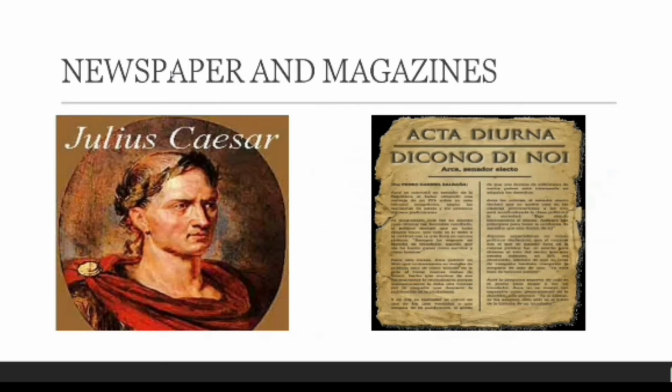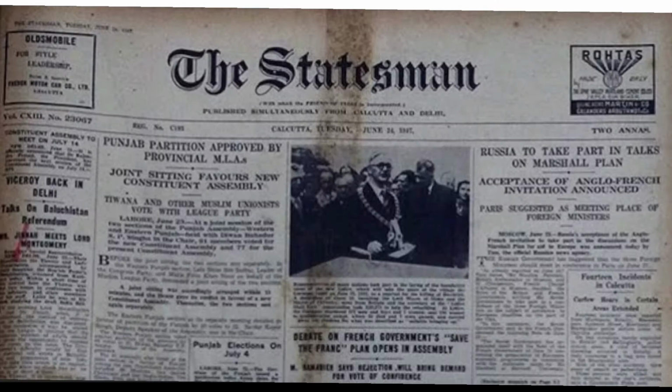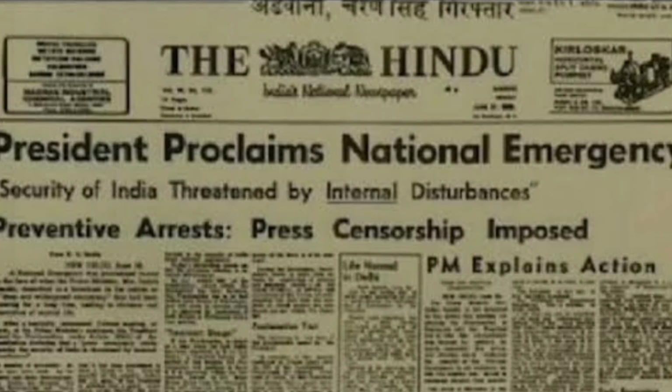Julius Caesar was probably the first to bring out a newspaper called Acta Diurna in 60 BC. Do you know some of the oldest newspapers in India are the Times of India? It started in 1838. The Statesman, it started in 1875, and the Hindu, it started in 1878. So the three oldest newspapers in India are the Times of India, the Statesman and the Hindu.